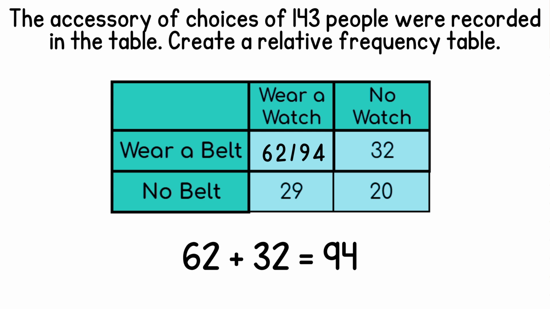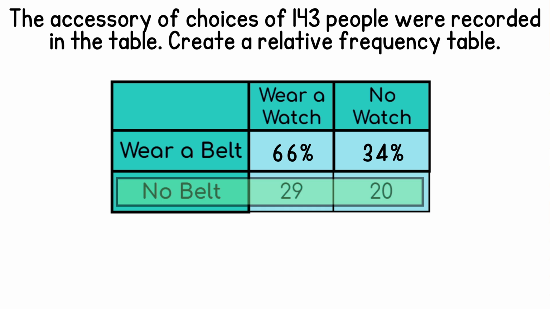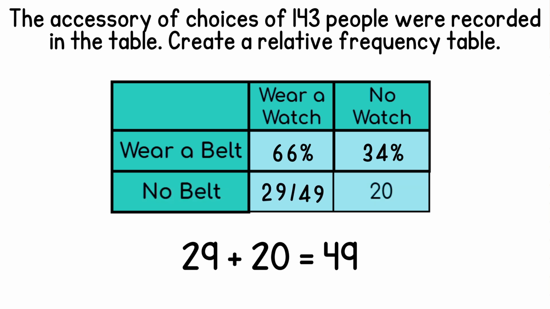Now we'll divide this 62 by our total of 94. This gives us 0.66, which is the same as 66%. Now we'll divide the 32 by our total of 94, which gives us 0.34, or 34%. Now we'll look at the bottom row of people that are not wearing a bow. So we'll find the total by adding 29 and 20 together, which gives us 49. So we'll divide 29 by our total of 49, which gives us an answer of 0.59, or 59%. Now we'll divide 20 by 49, which gives us 0.41, or 41%.